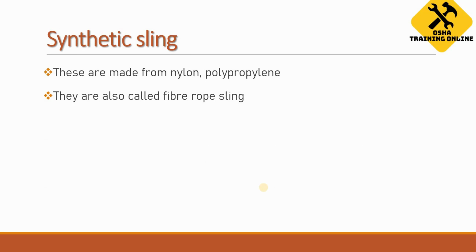Now, what is a synthetic sling or nylon sling? As we have discussed in the previous slide, these are made from nylon, polypropylene, or you can say polyester. They are also called fiber rope slings. This is a kind of sling or rigging equipment which is made from polyester, which is a kind of material, or you can say nylon.